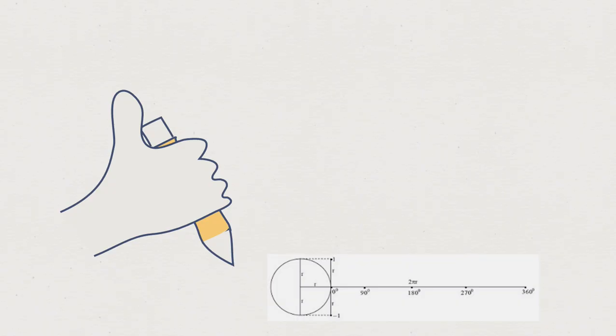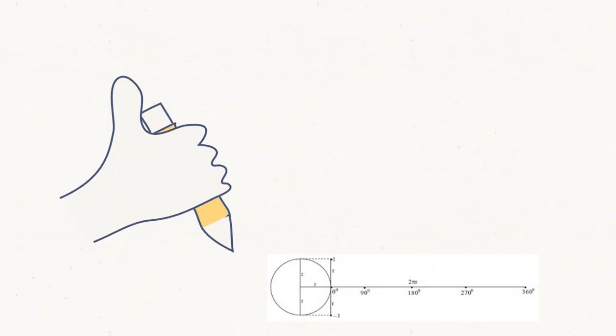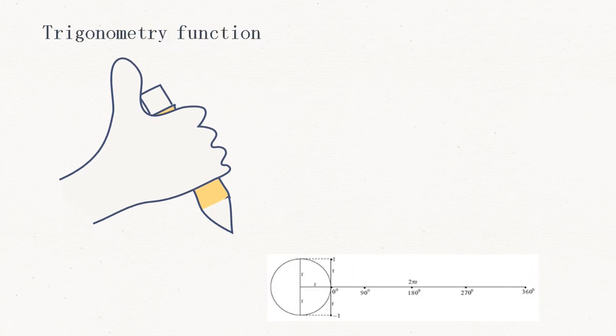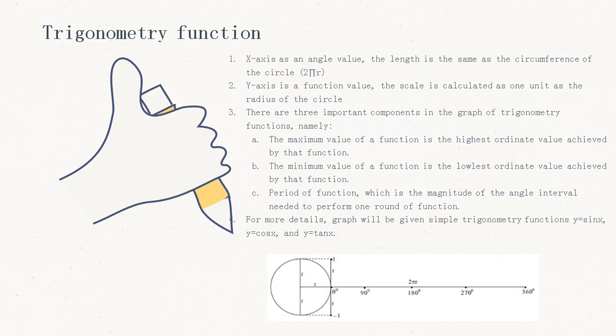In senior high school, we already know about trigonometry functions. What is a trigonometry function? A trigonometry function has the x-axis as the angle value, with the length the same as the circumference of the circle, 2 pi r, and the y-axis is the function value. The scale is calculated as 1 unit as the radius of the circle.